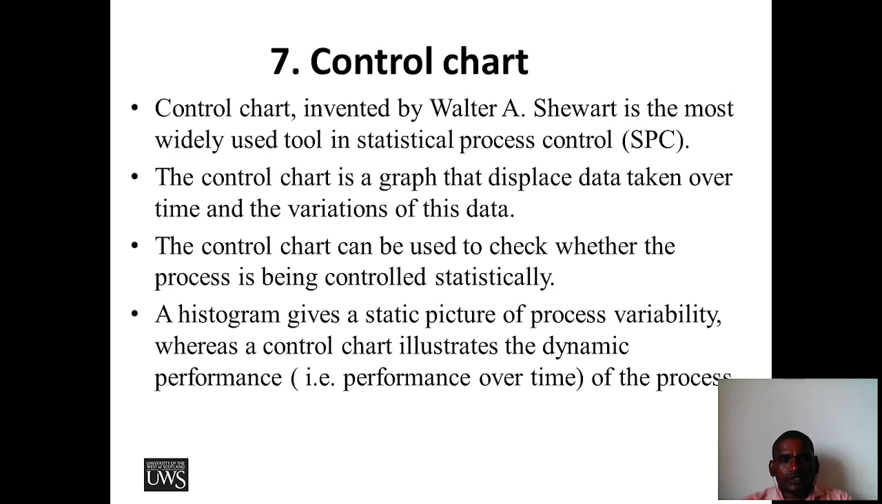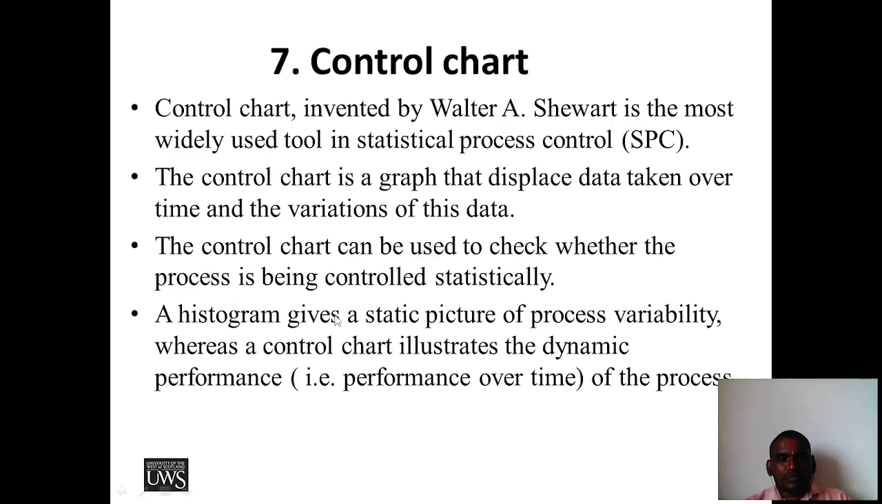Okay, another one: control chart. A control chart is nothing but statistical process control. Sometimes the data varies, sometimes it increases, and sometimes it decreases, and based on that the chart will vary. It was invented by Walter Shewhart and is the most widely used tool in statistical process control. The control chart is a graph that displays data taken over time and the variations of this data. The control chart can be used to check whether the process is being controlled statistically.